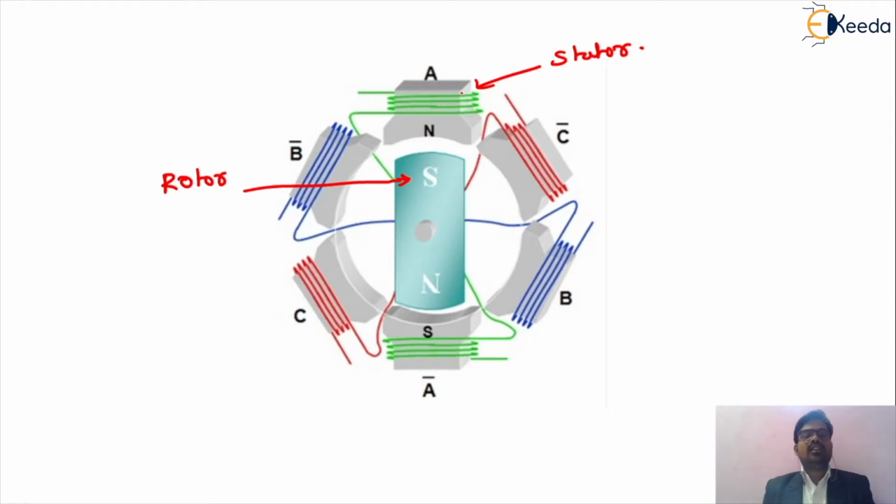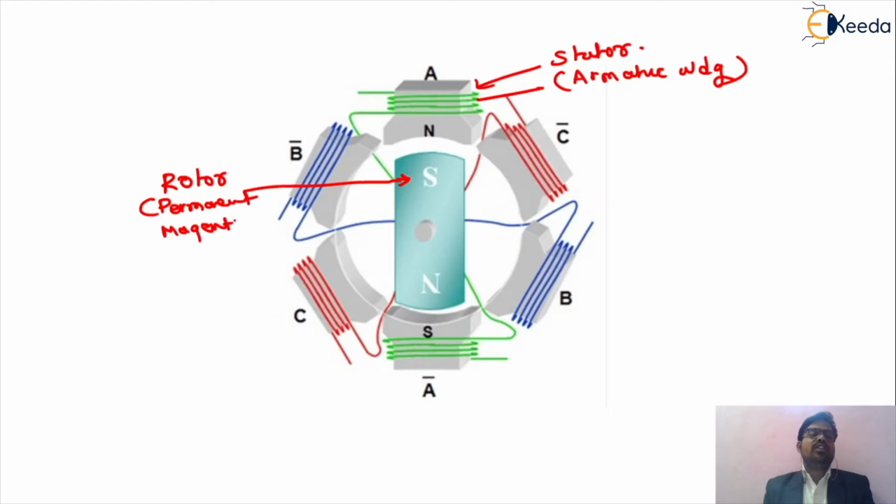In the stator part we are using this type of winding, which is sometimes called the armature winding, and in the rotor we are using the permanent magnet for your rotor circuit. Friends, as we know, in that particular circuit we are giving the supply to the stator. So this is the supply.